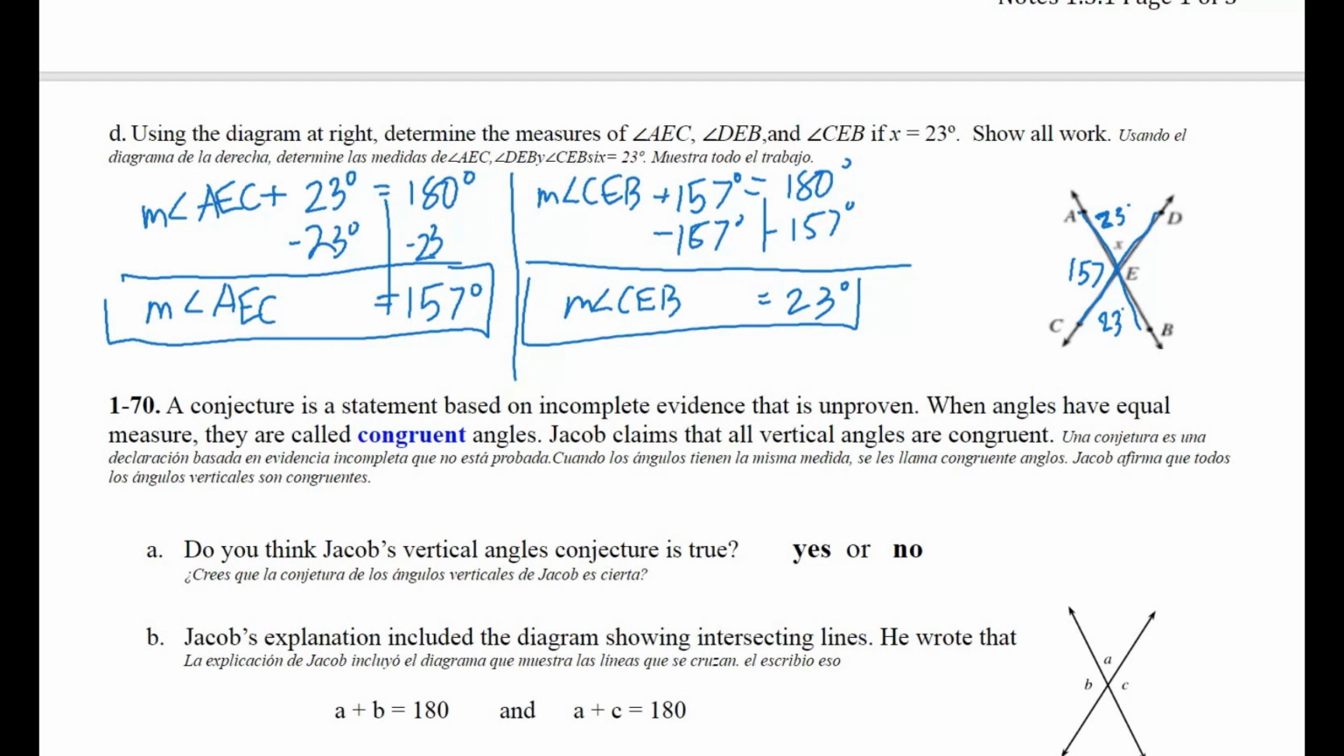And then lastly, I have this angle. I know that 23 plus 157 is 180. So I can skip the equation and write that the measure of angle DEB is also 157 degrees. You might be tempted to say, of course it is, because it's across from the other angle. And actually, that's where we're going. So if you're itching to do that, you're on the right track.